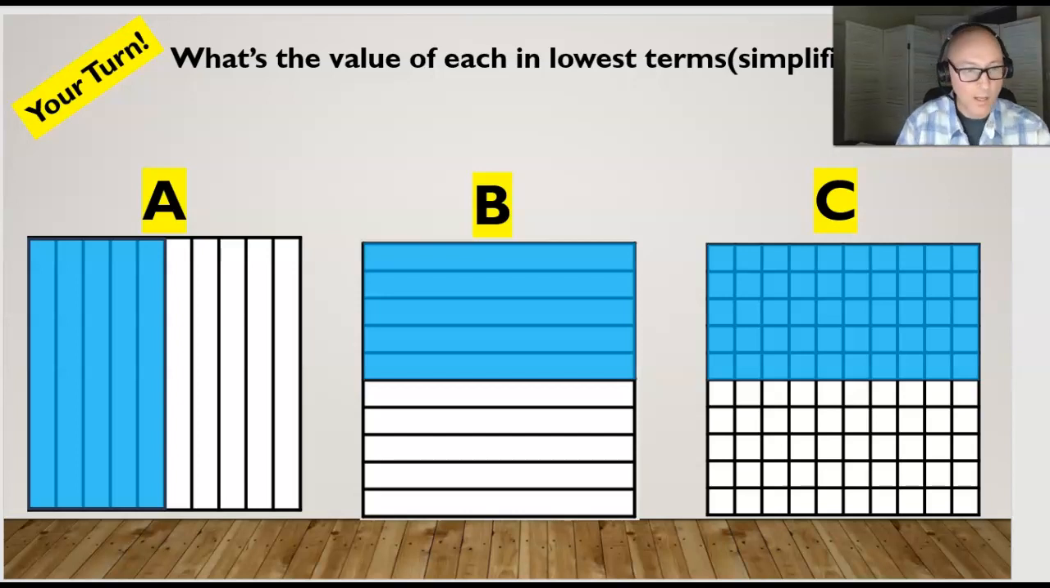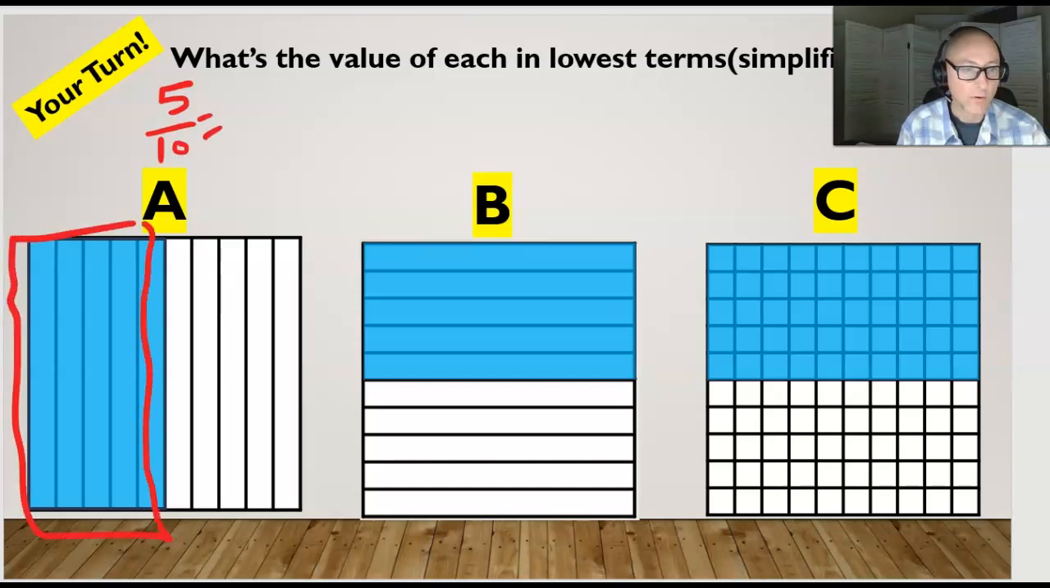All right, let's see. So this is 5/10, but we want to know in lowest terms. You can probably tell just by looking at it that this is half. That's one half. So 5/10 is the same thing as one half. That's the lowest terms.